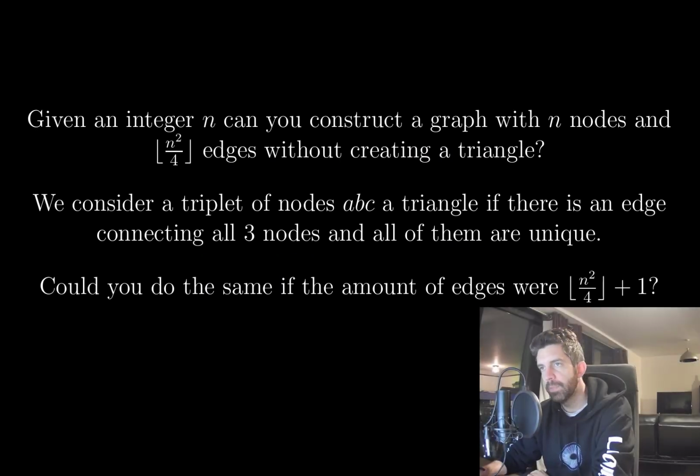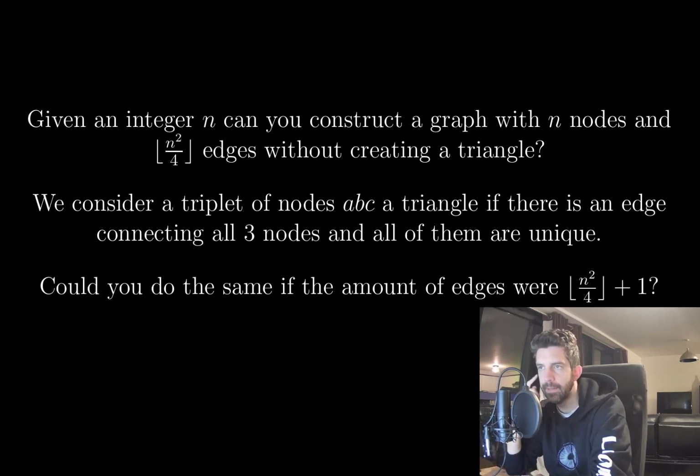Today's problem was submitted by a viewer, and the message sent to me says the following. Hey, yet another somewhat simple problem. Given an integer n, can you construct a graph with n nodes and the floor of n squared over 4 edges without creating a triangle? We consider a triplet of nodes, A, B, C, to be a triangle if there is an edge connecting all 3 nodes pairwise and all of them are unique. So that's the definition of a triangle.